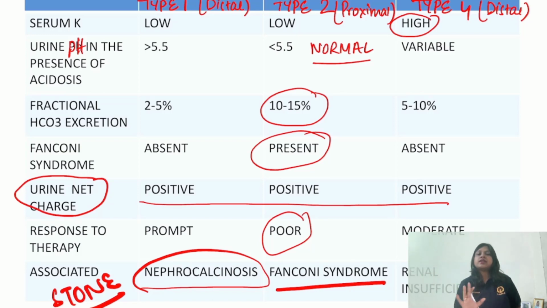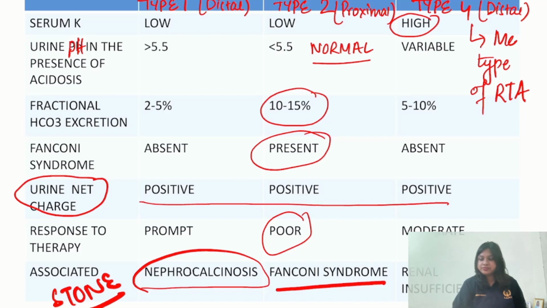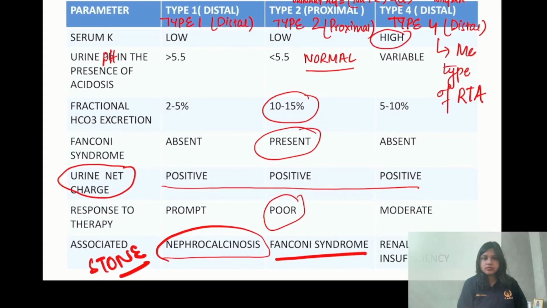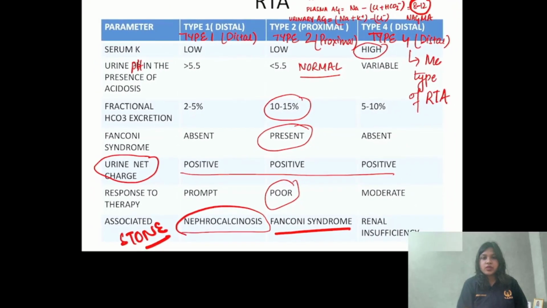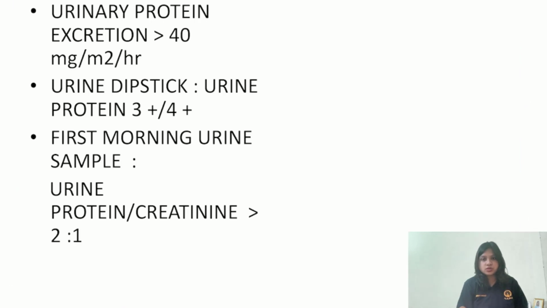Okay. Type 2 RTA, the prognosis is poor. Fractional bicarbonate excretion maximum in type 2. Hypokalemia in type 1 and 2. So which RTA presents with hyperkalemia? Type 4. And what is the most common type of RTA in adolescence or overall? It is type 4. So the most common type of RTA is type 4. Okay. So these are the one-liners which you need to remember from renal tubular acidosis, right?